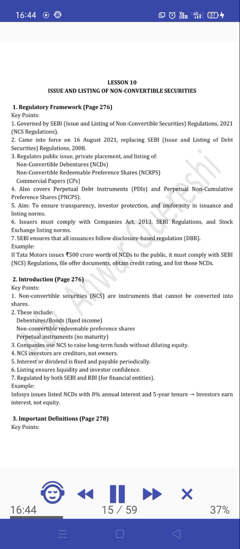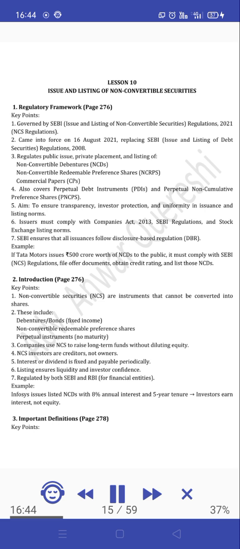3. Companies use NCS to raise long-term funds without diluting equity. 4. NCS investors are creditors, not owners. 5. Interest or dividend is fixed and payable periodically. 6. Listing ensures liquidity and investor confidence. 7. Regulated by both SEBI and RBI for financial entities. Example: Infosys issues listed NCDs with 8% annual interest and 5-year tenure. Investors earn interest, not equity.